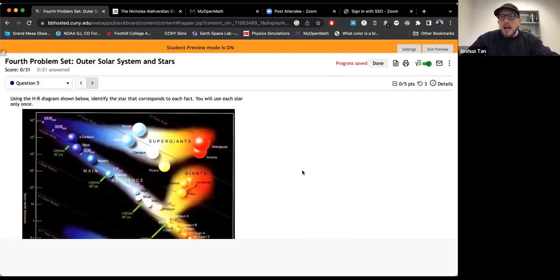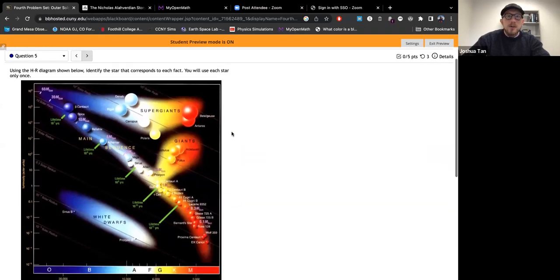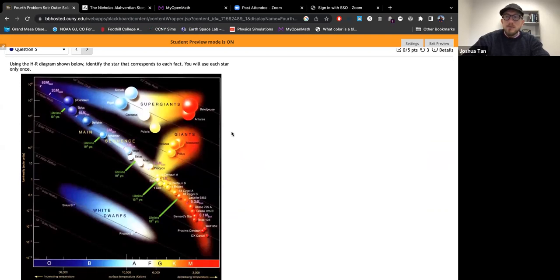Now, question number 5 is one of the more difficult questions we ask you in this class. It's asking you to consider a diagram called the Hertzsprung-Russell, or HR diagram. This diagram contains a tremendous amount of information on it, and we should spend some time thinking about what this information is. First of all, this diagram, as described in the discussion that we had in the text and also in the videos that you're watching, includes every single star that can be observed.